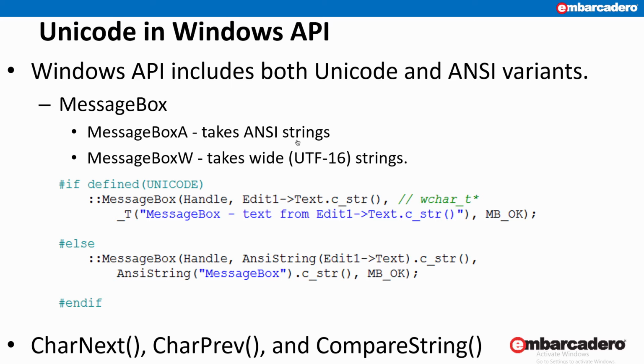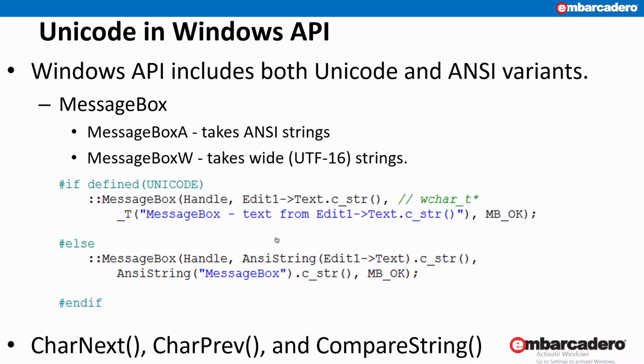So for example, if we look at the MessageBox function, it's actually two different functions, right? MessageBoxA, which takes ANSI strings, and MessageBoxW, which takes wide UTF-16 strings. So MessageBox itself is a macro that resolves to MessageBoxA or MessageBoxW, depending on your preprocessor macros and project options. Now, you're also free to explicitly call one API variant or the other, regardless of your project options, simply by calling MessageBoxA or MessageBoxW directly.